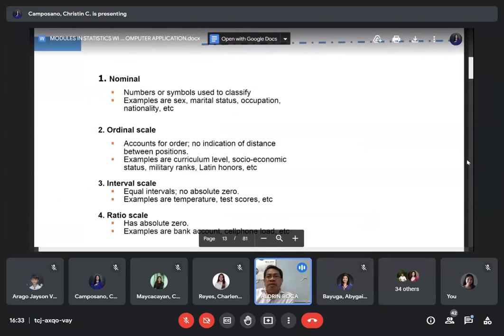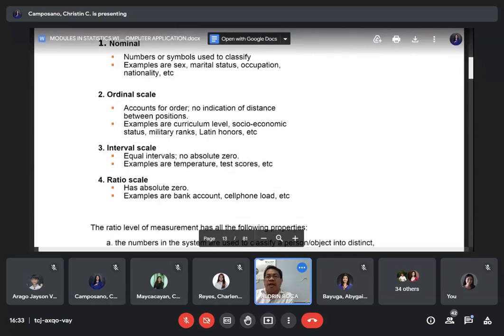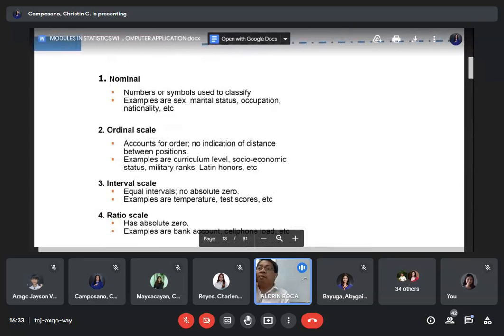Now, the nominal scale of measurement is, in this particular level of measurement, it labels observation. Okay? So that the observation may fall into 2 or more categories. So, labeling ang ginagawa dito sa nominal scale.